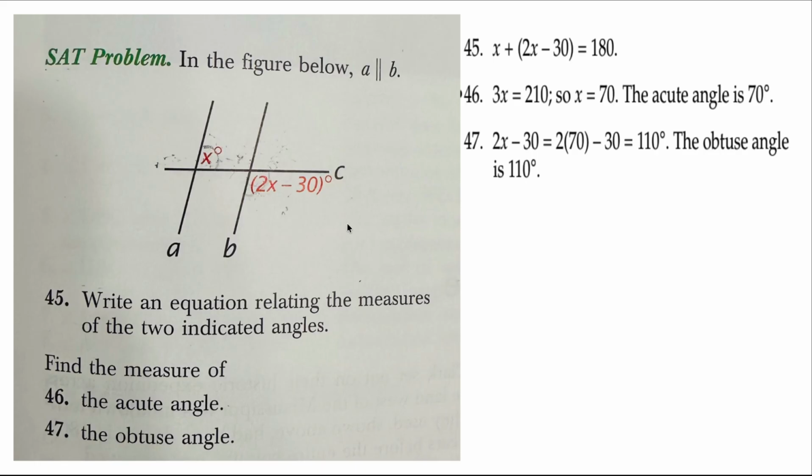And now we have to do a little work for this obtuse angle because we are going to have to plug the 70 into this little expression and solve. So we have 2 times 70 minus 30. So this is 140 minus 30, and that equals 110 degrees. And now that we're done, we can sit and think about it. These are linear angles, so they should add to 180. Did 70 and 110 add to 180? Yes.